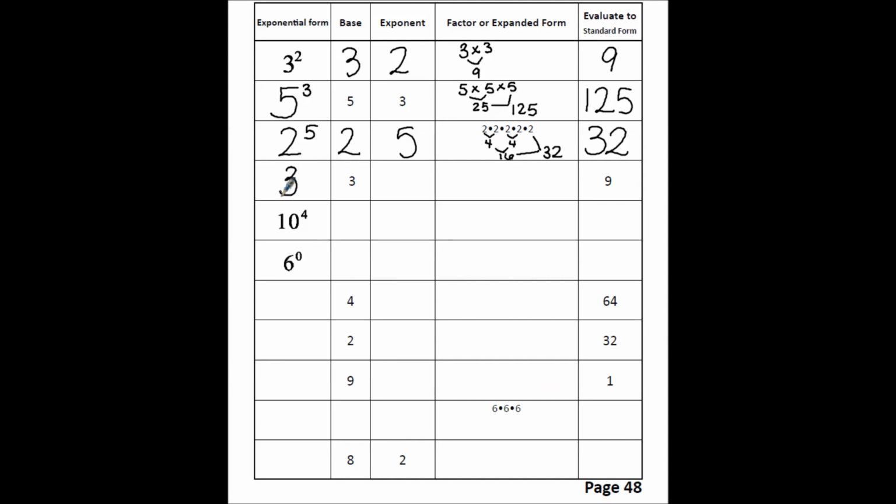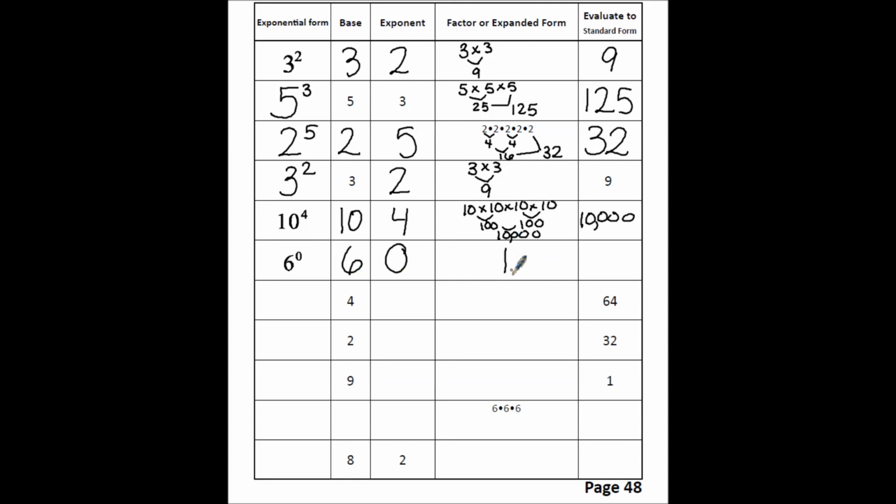Now, if we know our base is 3, then we want to know how many 3's we would multiply together to give me 9. Well, 3 times 3 actually gives me 9, so I have 2 of those, and I know that 3 squared would give me 9. 10 here is our base, and 4 is our exponent. So we're going to write that 10 four times, 1, 2, 3, 4. 10 times 10 is 100, and 100 times 100 is going to give us 10,000. So 10,000 is 10 to the 4th evaluated to standard form.